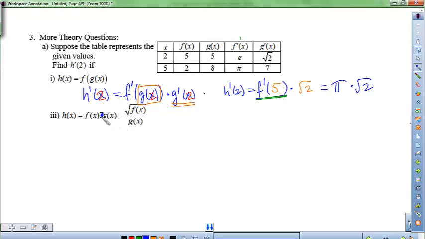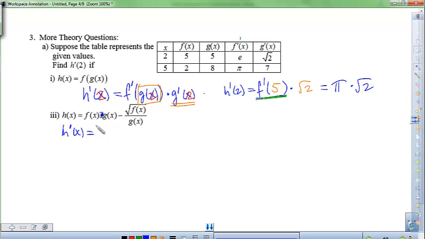Next, I think this is supposed to be a product, so we have a product rule, a quotient, and some square root business happening there. So let's see if we can figure this out abstractly. What is our h prime of x? So this looks like it's going to be a little long.